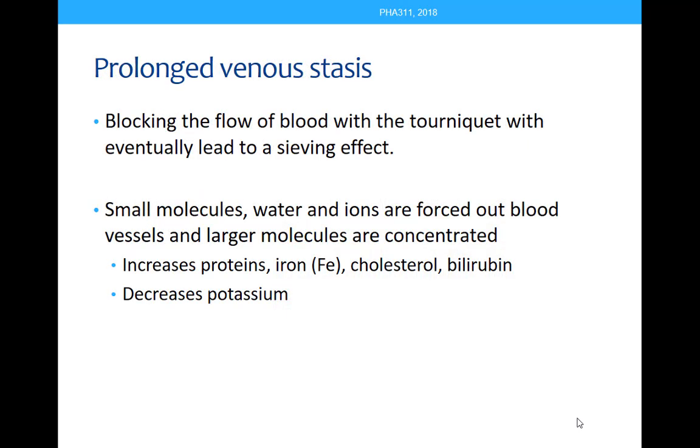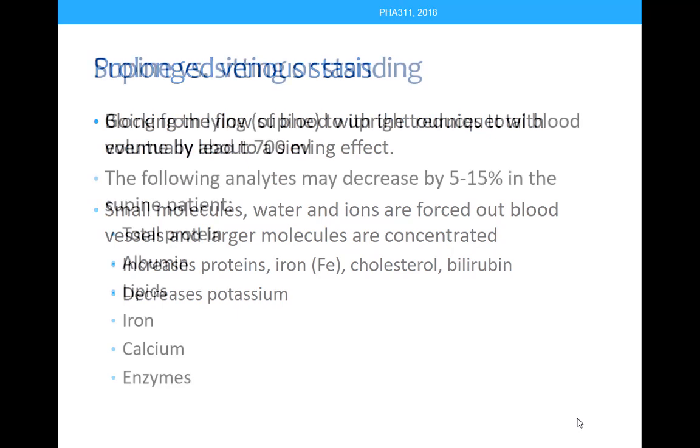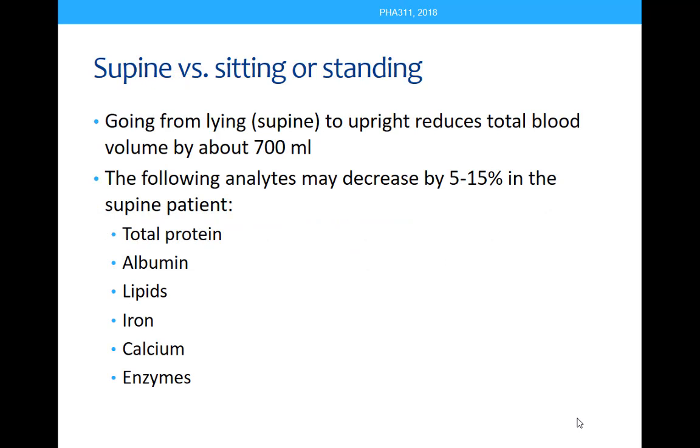Prolonged venous stasis, again the tourniquet I was just mentioning to you. If you leave the tourniquet for too long, you can end up with increased proteins, iron, cholesterol, bilirubin, or decreased potassium. So this is a possibility. Again, the position of the patient, whether the patient is lying down, sitting, or standing, can also lead to a lot of variation. So these following analytes may decrease by 5 to 15% in the supine patient. So when the patient is standing, they will be slightly higher in concentration, or sitting.